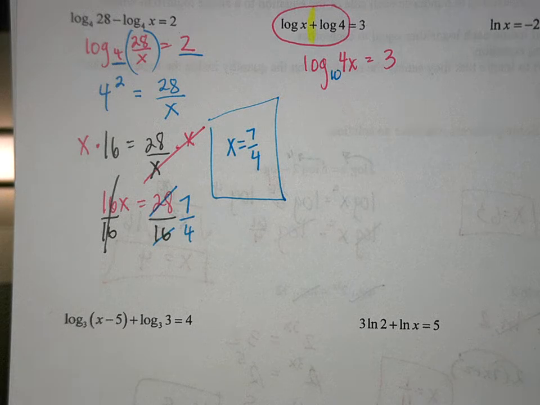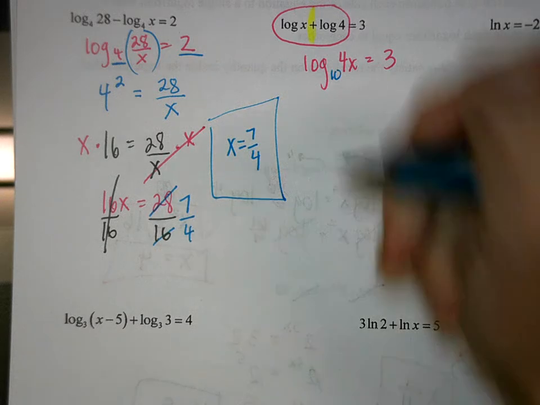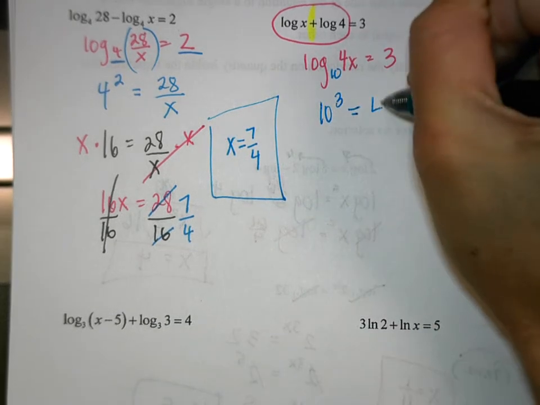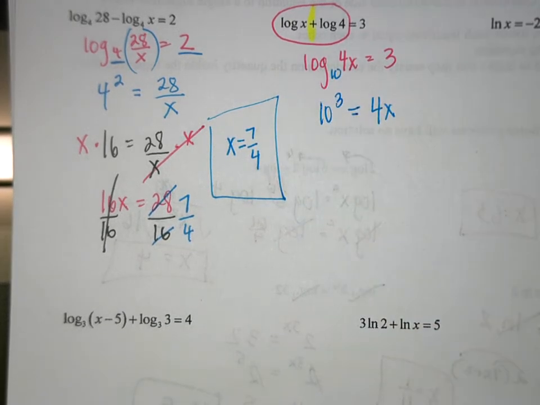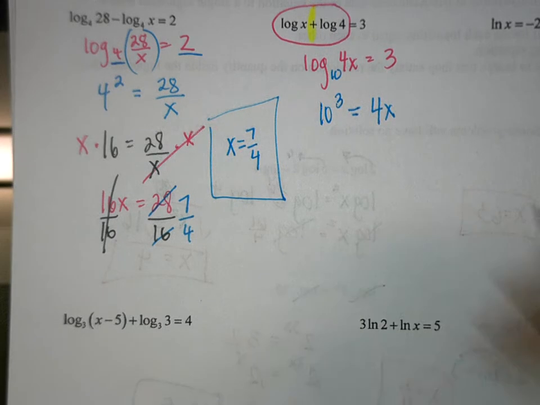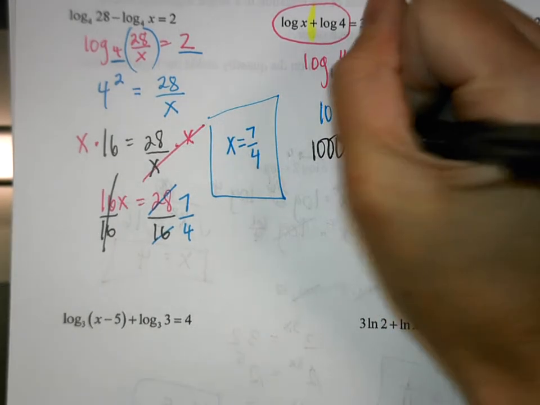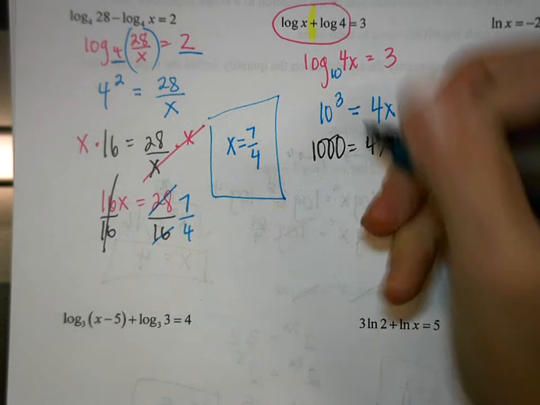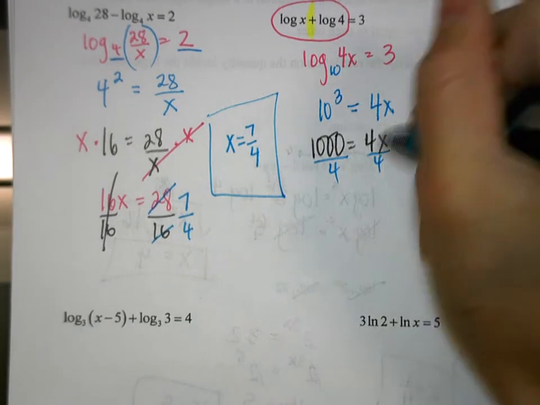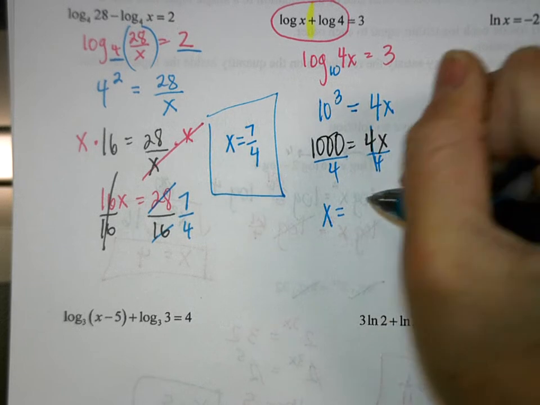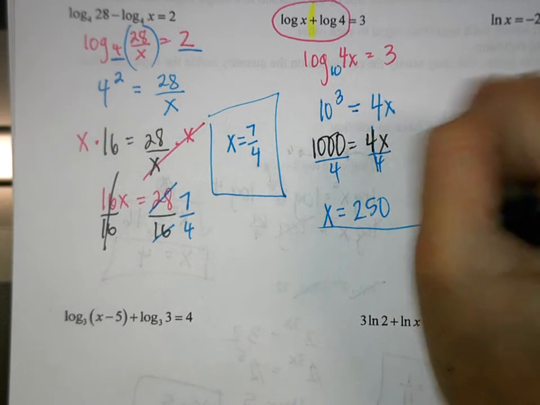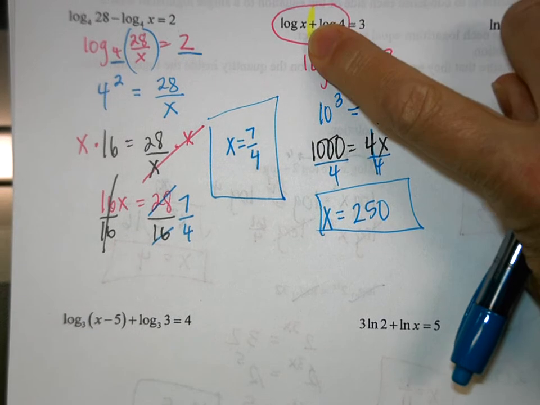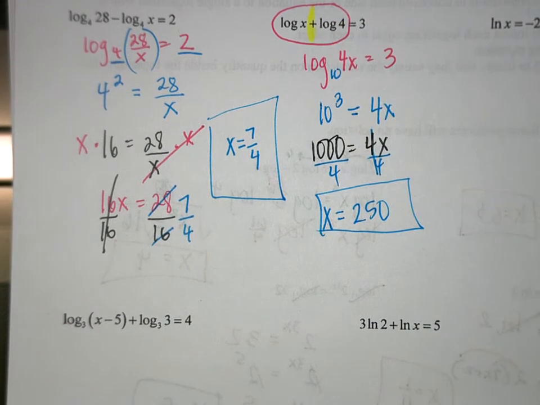So how will I rewrite this one? Very good. 10 to the third power equals 4x. Okay, and what is 10 to the third power? 1,000 equals 4x. And last we will, very good, divide by 4 to both sides. And my answer is x equals 250. And if I go back and look at my problem, 250 in this spot is an okay answer to have, and so I'm good.